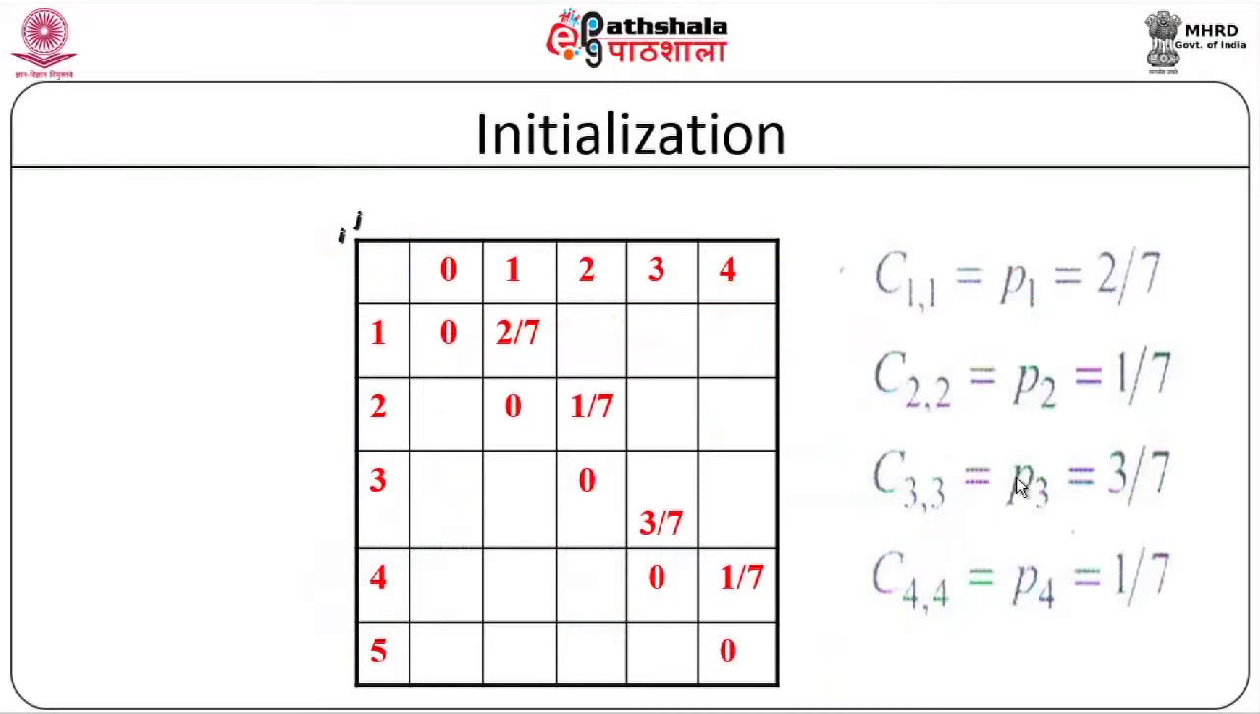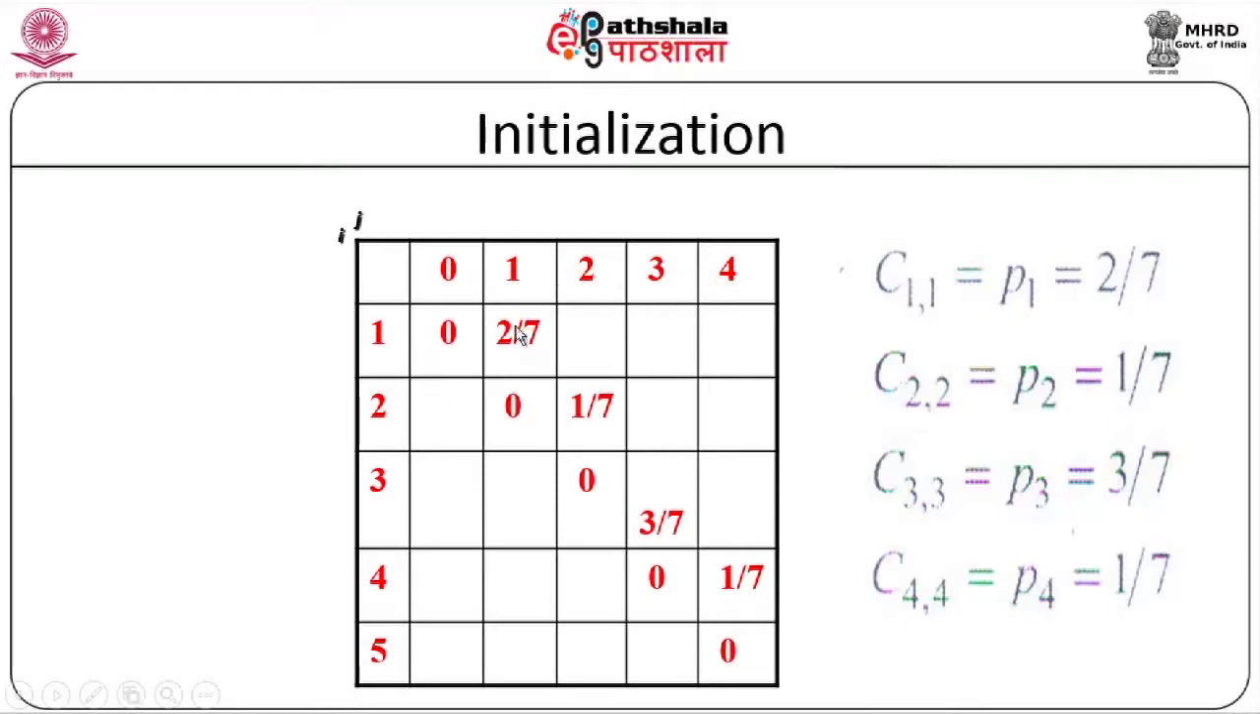This is how the table looks. You can see that there are 4 keys, so it starts from 1 to n plus 1, that means it is going to be 5, and on this side we have 4 keys, so it ranges from 0 to 4. Now this is the initial structure of the table.